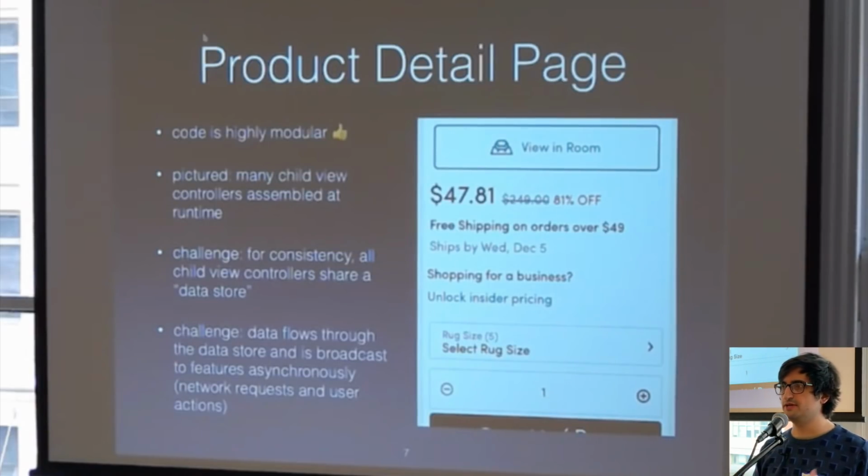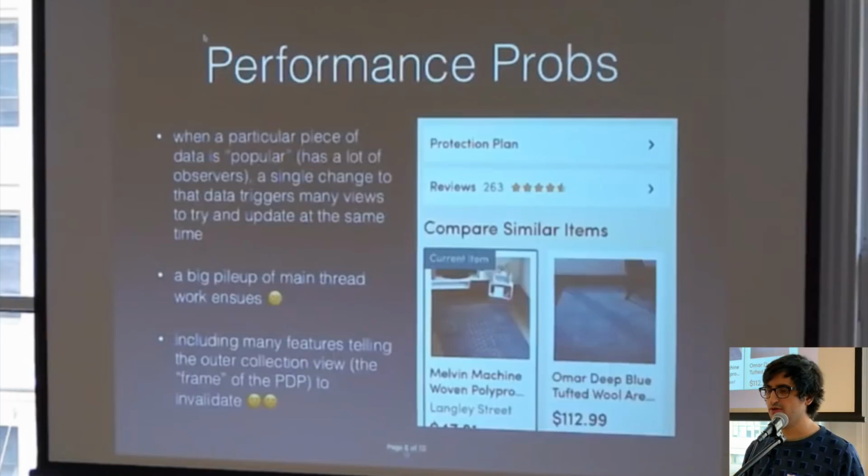We don't have to talk about asynchronous patterns, really, just to know that data flows through the data store at any time. So the network loads it, the user may change things, and it's all flowing live, and it's broadcast from the data store to these interested parties, all these little child view controllers. Okay, so here's where the problem starts.